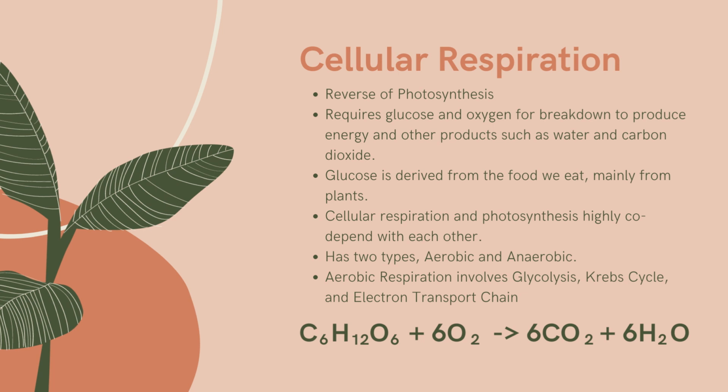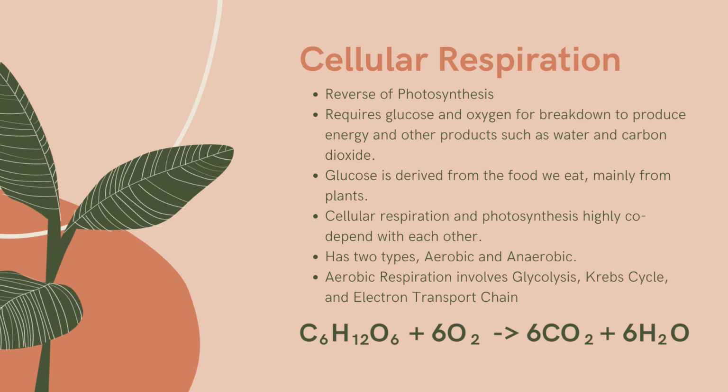Cellular respiration has two types, aerobic and anaerobic. What do these two words mean? Aerobic reaction means that oxygen is present, while anaerobic reaction or respiration means that oxygen is absent or not required in the process. Aerobic respiration involves glycolysis, the Krebs cycle or citric acid cycle, and the electron transport chain.